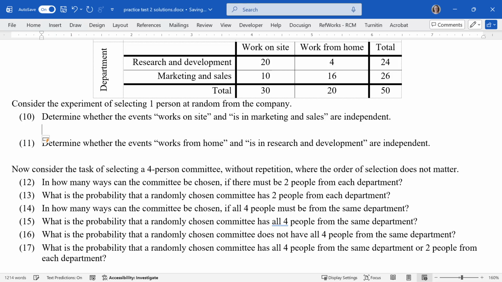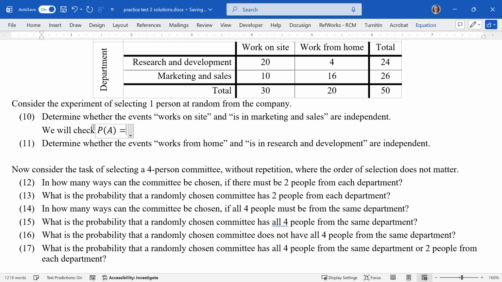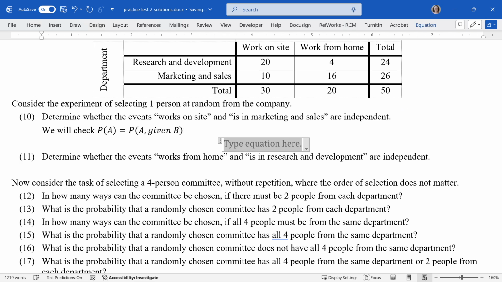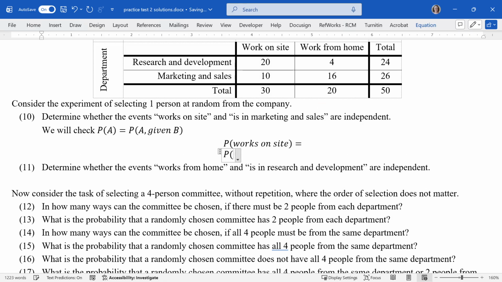Okay, so we will check P of A, check if that equals P of A given B. It's up to you what you think A and B are. I'm just going to do works on site for A and then marketing and sales for B. So we're going to calculate probability works on site, and then compare that to probability of works on site given marketing and sales.